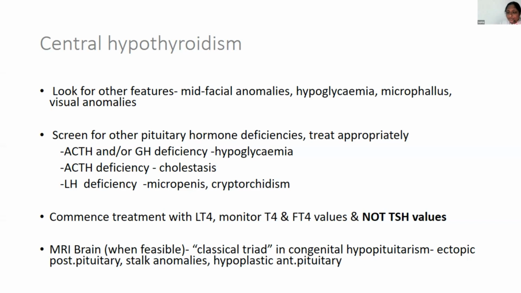So it's important to screen for pituitary hormones, particularly ACTH, before starting treatment. And if hypocortisolism is also present, we need to start cortisol first and then start treatment with thyroxine. In this condition, it's important to monitor the T4 and free T4 values and not the TSH. And when the baby is ready, if there's a central hypothyroidism, we need to do an MRI brain.